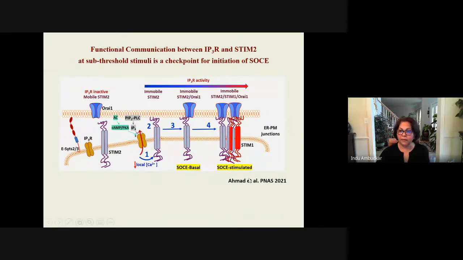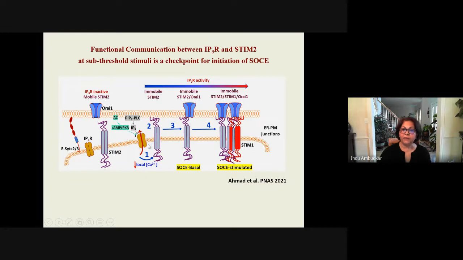And this is the model that Moaz had shown in this paper that just appeared, I think earlier this week or last week, where he has proposed that STIM2 is localized within this ER-PM junctional ER, let's call it that way. And if the STIM2 happens to be close to a functional IP3 receptor that is sensing these inputs, be it IP3 or cyclic AMP-dependent PKA input, then the activity of this IP3 receptor is enhanced. That results in a local ER calcium depletion.